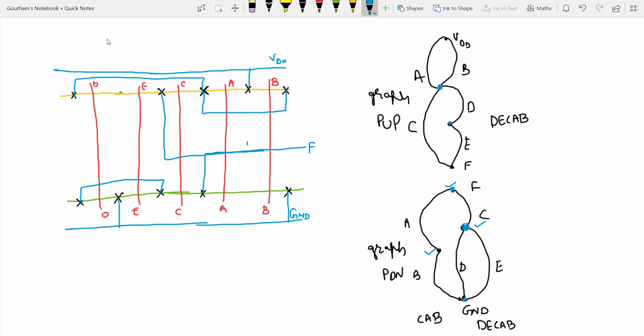So this is my stick diagram for F equal to, okay, AB plus C into D plus E whole complement. Okay, so this is the stick diagram.